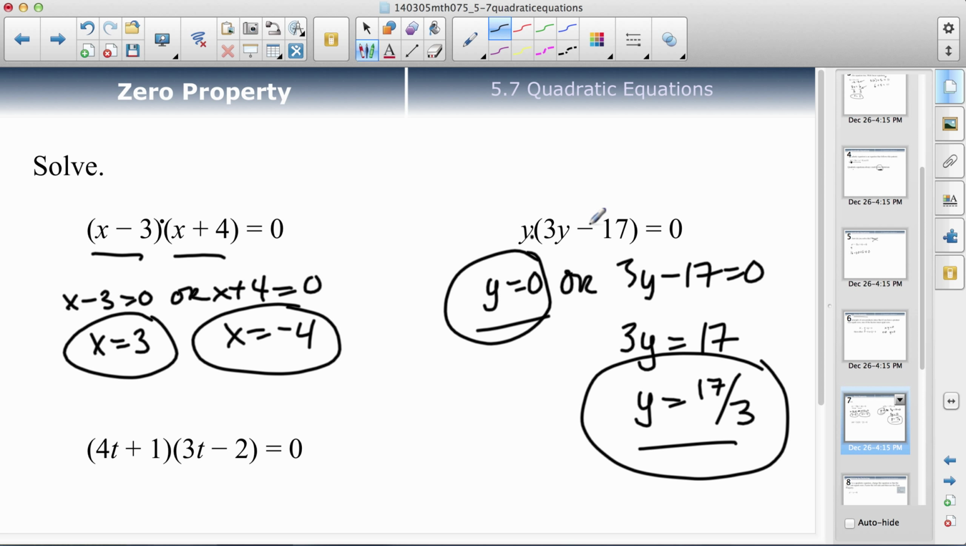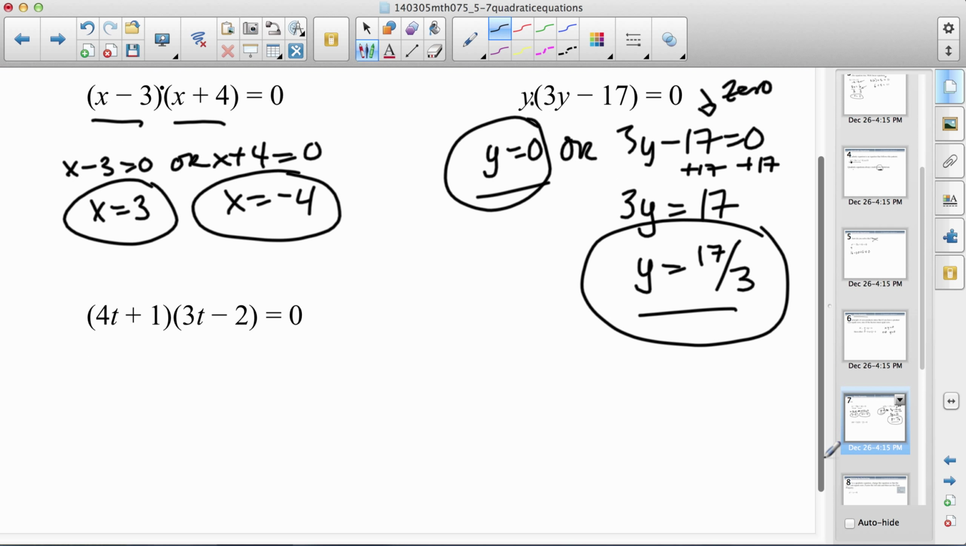Always two answers. Notice that here we used the zero property, and then here we used the addition property. We added 17 to both sides. And then the division property. So there's always a rule that takes us from one step to another.